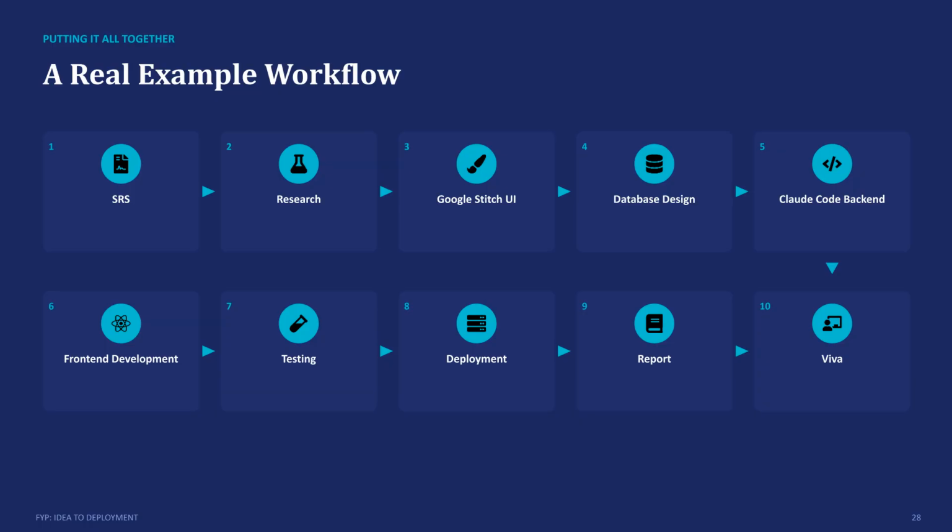To summarize the entire process, start with your SRS, move into research and UI design, then build your backend and frontend. Integrate testing, deploy your application, finalize your written report, and finally, prepare for your Viva. This complete path ensures you cover every base.